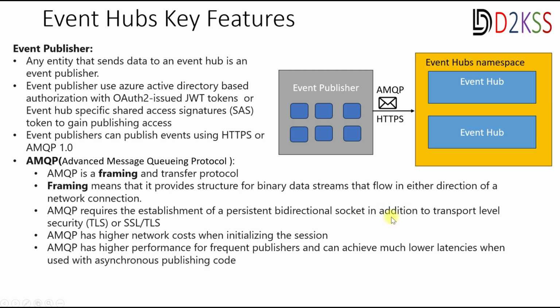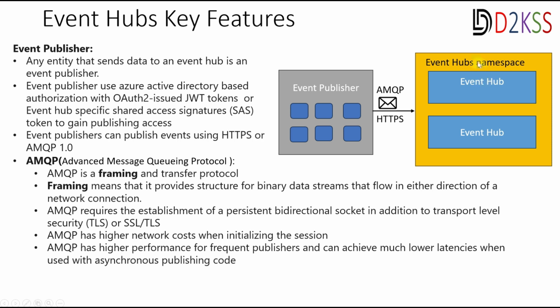bidirectional socket in addition to the transport level. AMQP has a lower network cost when initializing that session, whereas HTTPS is higher in network costs. AMQP has higher performance for frequent publishers and can achieve much lower latencies when using anonymous publishing. So using this protocol, we can achieve high performance and low latency for frequent publishers. So this is about the publisher.